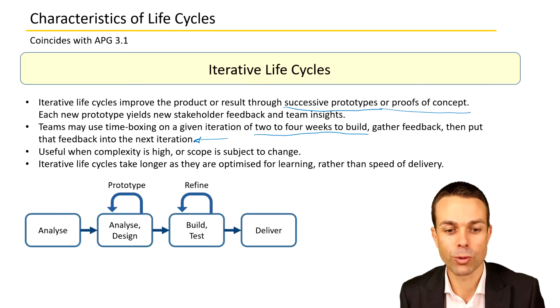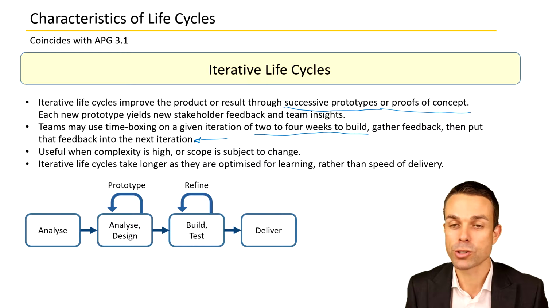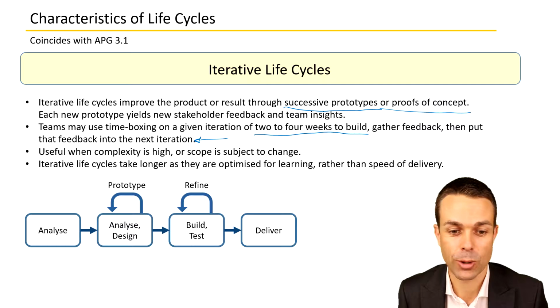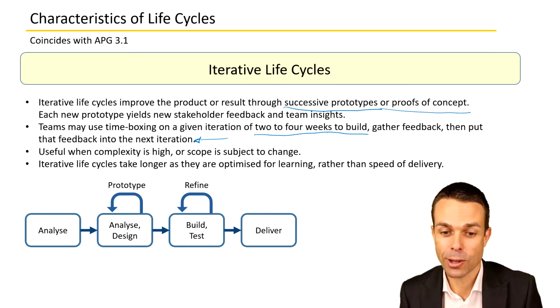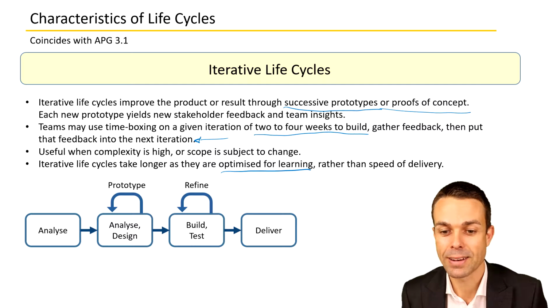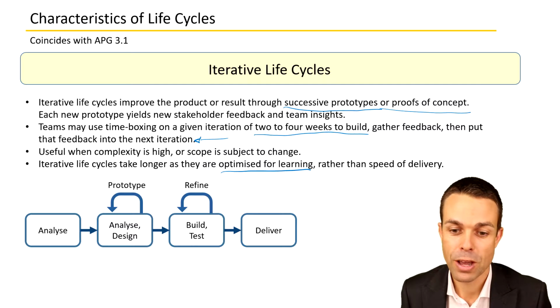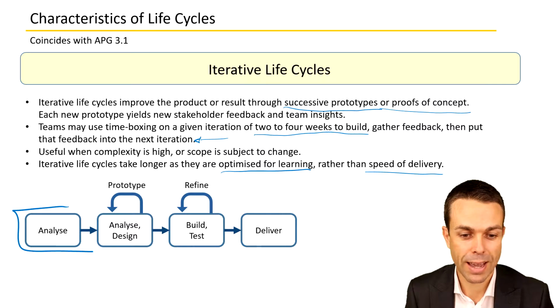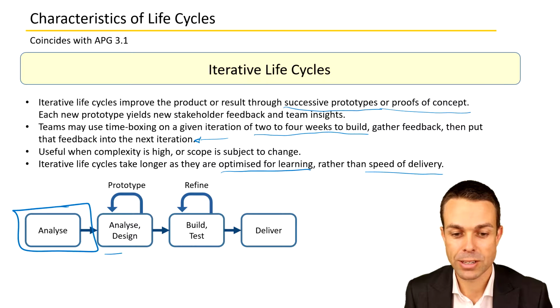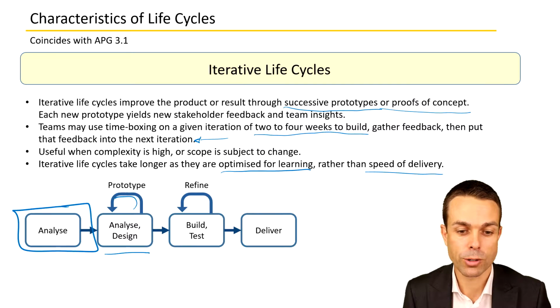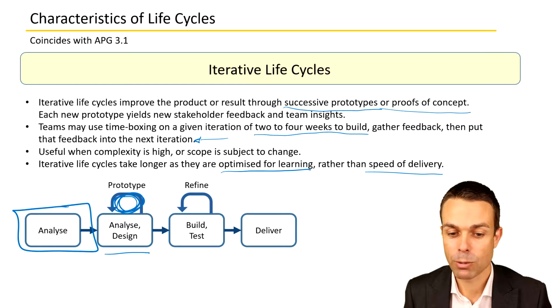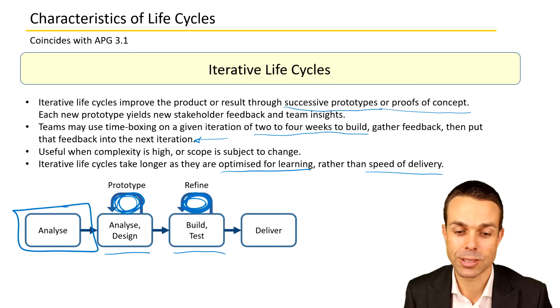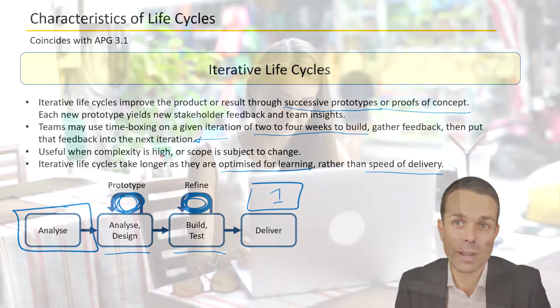And this is really useful when the complexity is high or the scope is subject to change as the project is going along. Iterative life cycles do take longer as they're optimized for learning and gathering those requirements and getting feedback on those requirements rather than the speed of delivery. So it's not the same as our predictive approach because we're analyzing all the way up front, but then when we're analyzing and designing the product, we're prototyping and getting that feedback here. And then when we're building and testing the product, we're refining that as we're getting that feedback continuously on each iteration as well. But we're still delivering in one big bang at the end or whenever that delivery is.